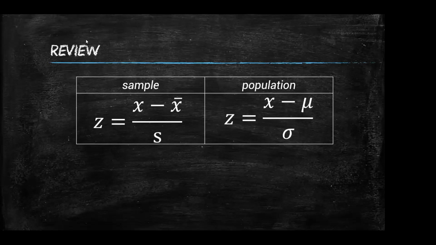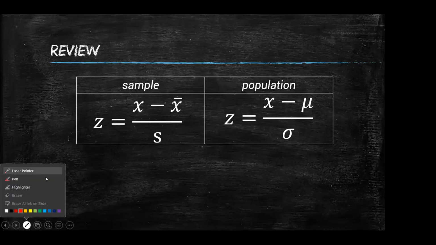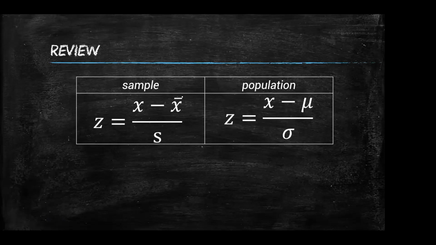So yun po. As I've said, we have 2 formulas pero it's just similar. It's the same concept. So for the sample, we have z is equal to x minus x bar over s. This is read as x bar, and of course we have the s. And this is the formula for our sample. Okay?